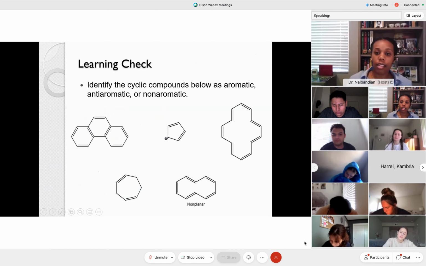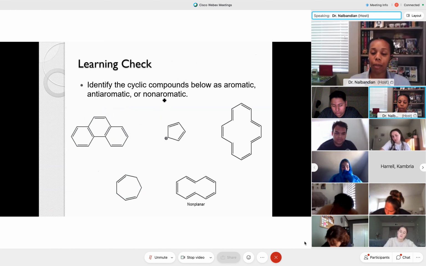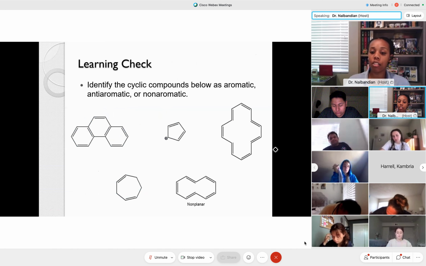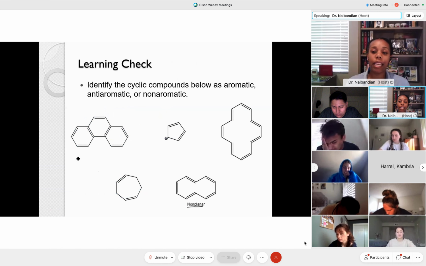All right, now we're thinking about Huckel's rule. Remember Huckel's rule helping us figure out if this is aromatic, anti-aromatic, or non-aromatic? So first thing we need to do is assume that all of these are planar other than the one that I tell you is non-planar. All right, so they're all planar. They're all cyclic. Now we need to know how many pi electrons.